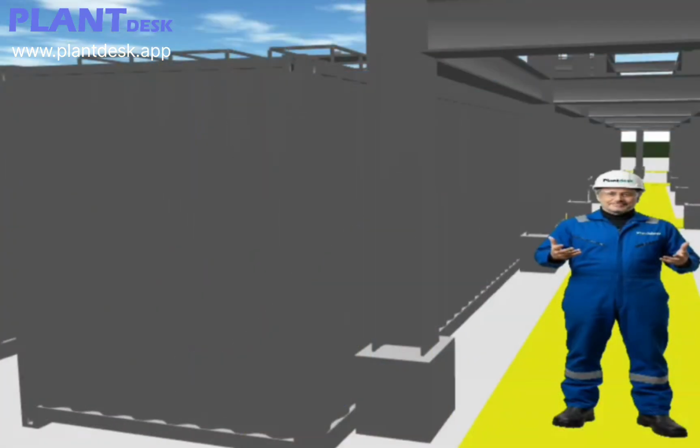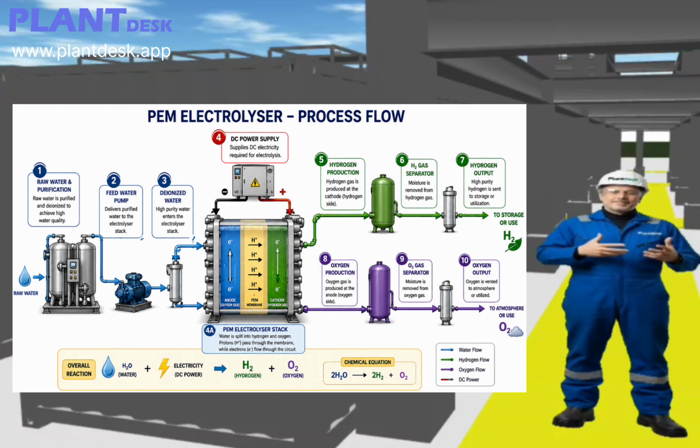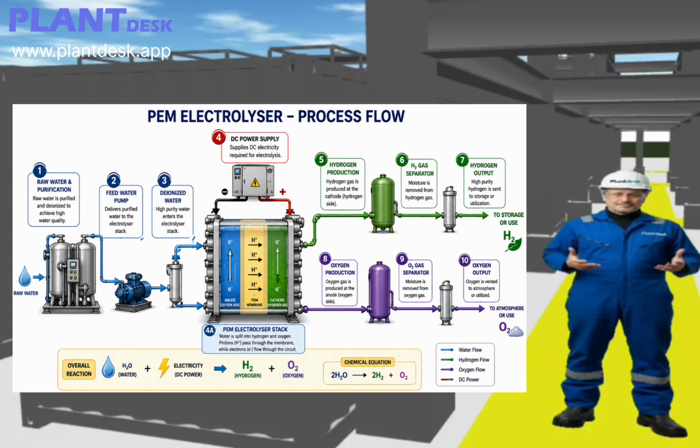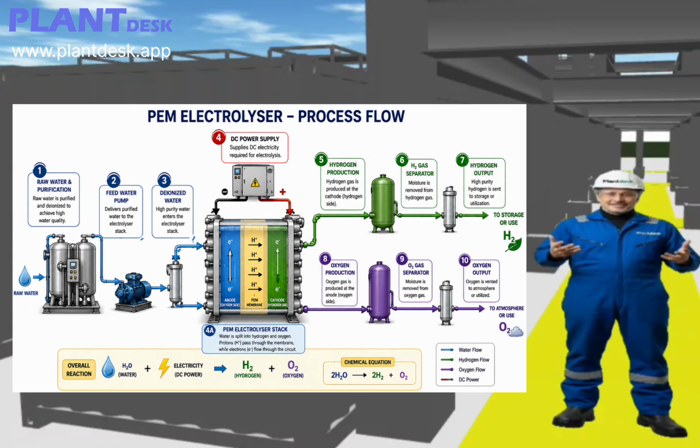Now we open a diagram. This diagram explains how the PEM electrolyser system works. Starting from the left, raw water is purified and pumped to the electrolyser stack. Electrical power is supplied to the stack, where water is split into hydrogen and oxygen. The hydrogen and oxygen streams are then separated, dried, and sent for storage or utilization. In simple terms, water and electricity are converted into clean hydrogen and oxygen.